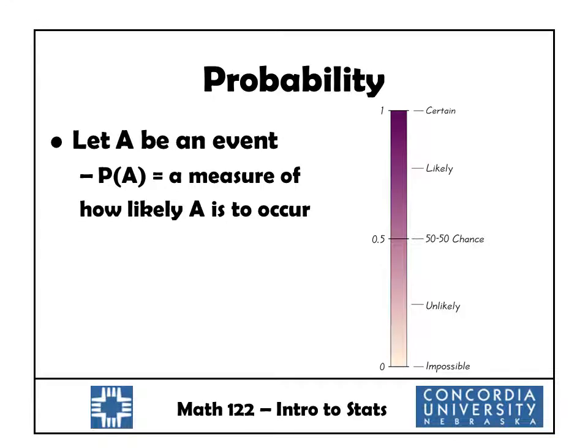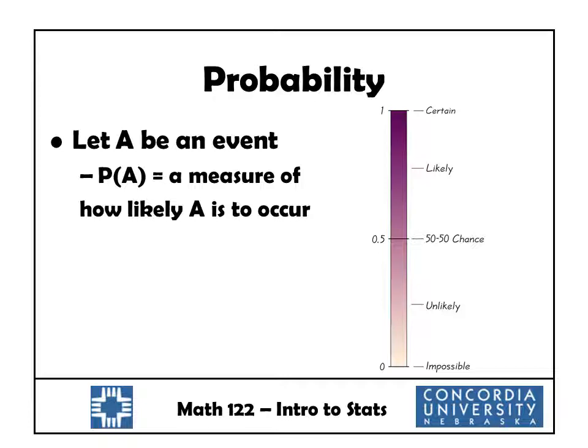So then probability. Let A be an event. The probability of A is a measure of how likely A is to occur. Now this is not at all a rigorous mathematical definition. This is a very conceptual definition.